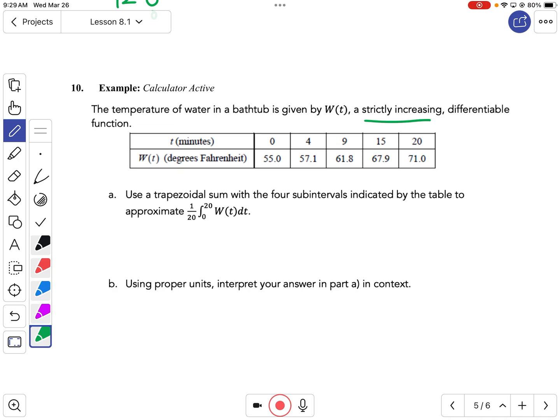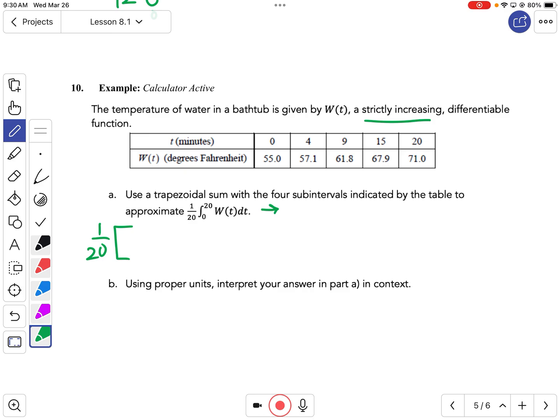So it says use a trapezoidal sum with 4 subintervals indicated by the table to approximate 1 over 20 times the integral from 0 to 20 of W of t dt. What did they just give you in that expression? What are they asking you to find? The average value, okay? We know that because of that fraction in front, all right? It's going from 0 to 20, 1 over 20. We're going to need that for part B, all right? But the first thing they want me to do is a trapezoidal rule, so I'm going to keep the 1 over 20. Now, we've not done a trapezoidal rule in a hot minute, okay?